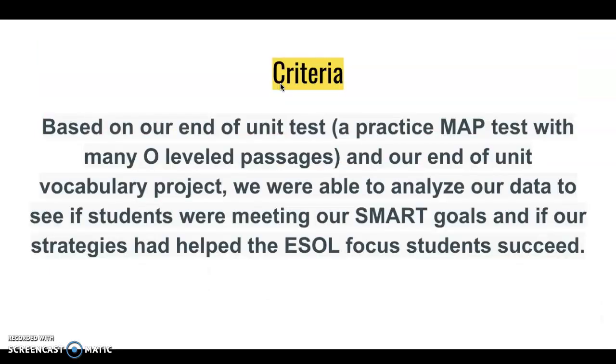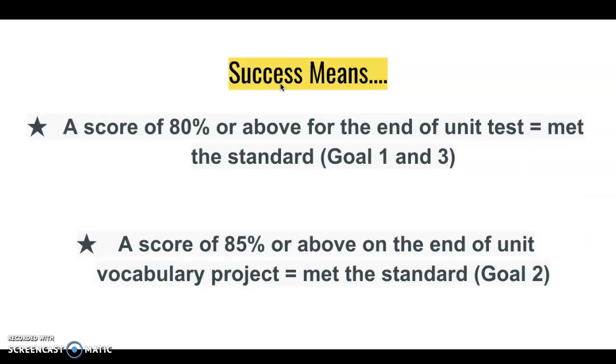Our criteria. Based on our end-of-unit test, which we decided was a practice map assessment with many Level O passages, and our end-of-unit vocabulary project, we were able to analyze our data to see if our students were meeting our SMART goals and if our strategies had helped the ESOL students succeed. We decided that success meant a score of 80 or above on the end-of-unit test met meeting standards for Goals 1 and 3, and a score of 85% or above on the end-of-unit vocabulary project met meeting standards for Goal 2. Our results are as followed.